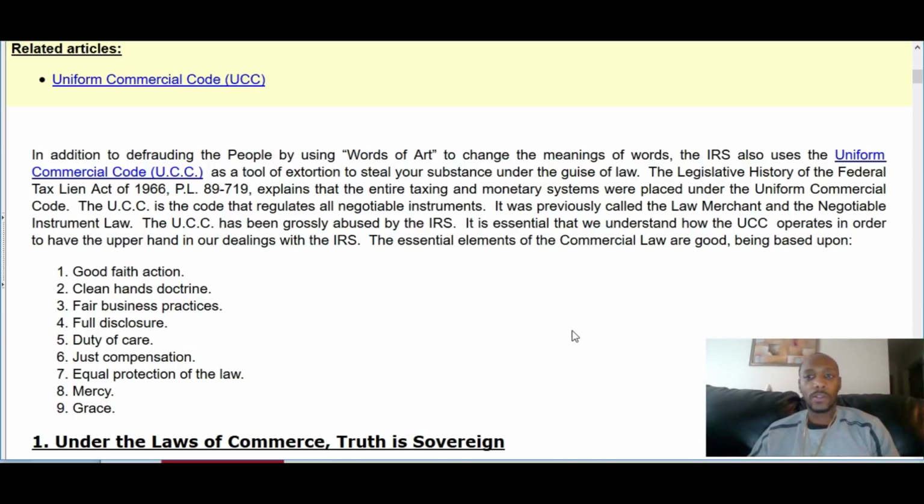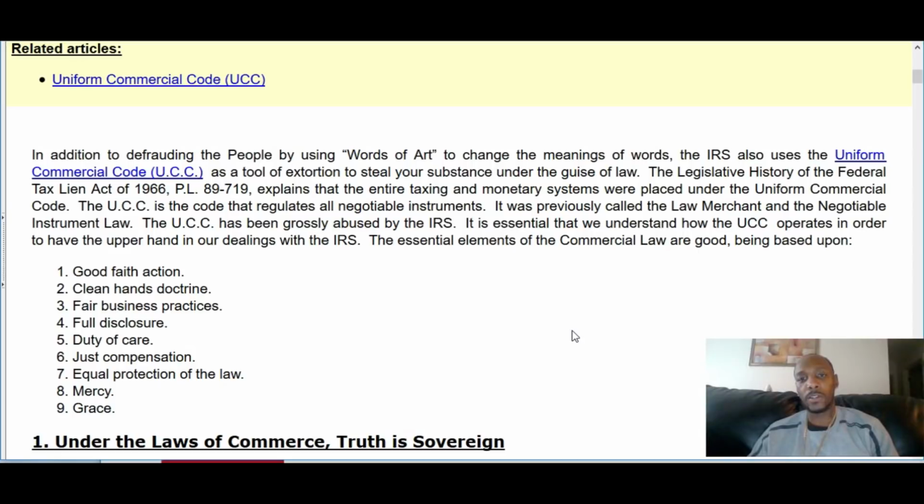law. The legislative history of the Federal Tax Lien Act of 1966, 89-719, explains that the entire taxing and monetary systems were placed under the Uniform Commercial Code, and the UCC is the code that regulates all negotiable instruments. It was previously called the law merchant and negotiable instrument law. The UCC has grossly been abused by the IRS.